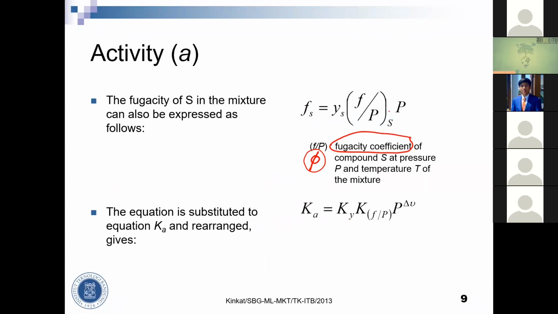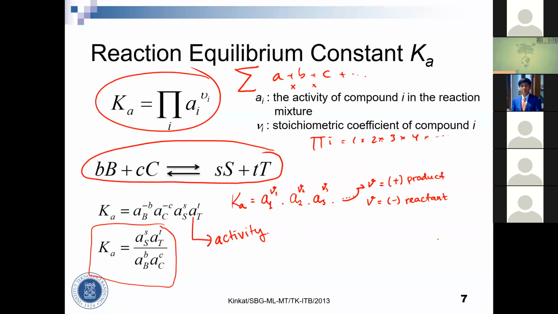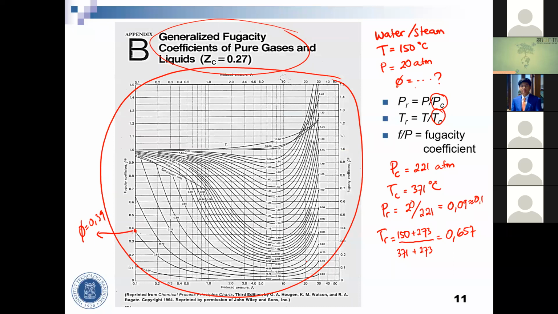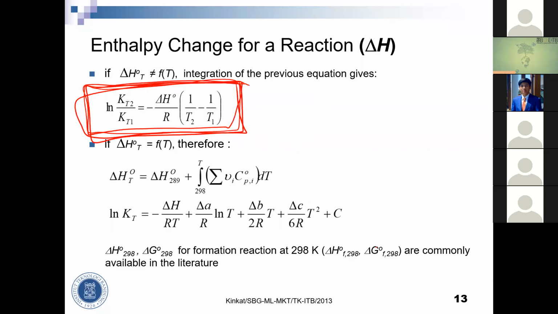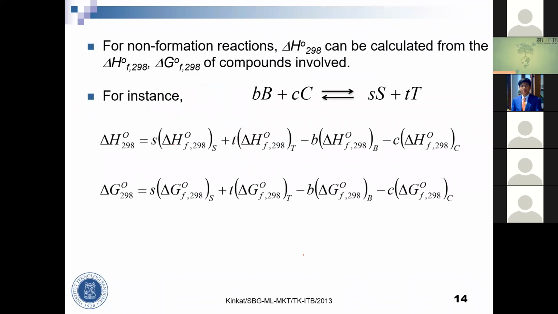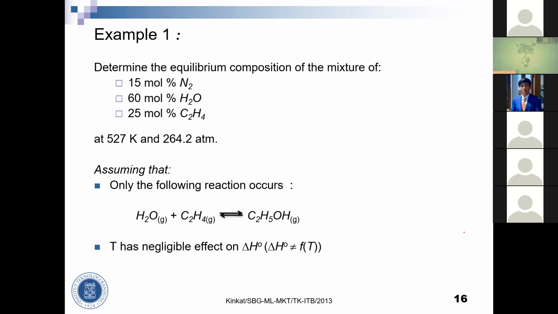For the fugacity condition, we need Pc and Tc. And if the temperature is not the standard, we also need the data of delta H. So if we want to evaluate the equilibrium constant at a certain temperature, we need four thermodynamic data: delta G, delta H, Pc, and Tc.